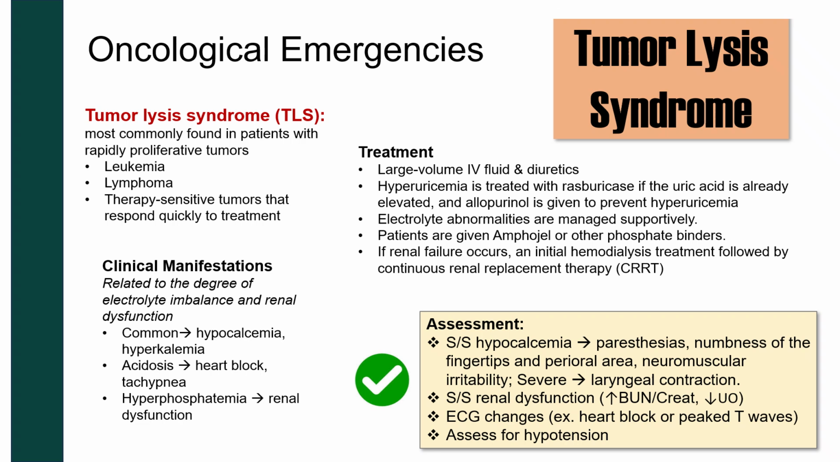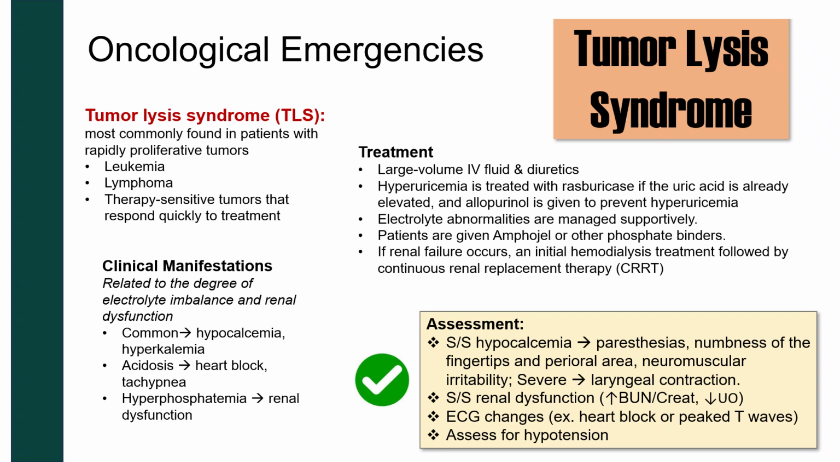Treatment for this is going to be large volume IV fluid and diuretics. We want to dilute the blood and we want to try to excrete some of those things that shouldn't be swimming around in the blood. Hyperuricemia is treated with rasburicase if the uric acid is already elevated, and allopurinol is given to prevent hyperuricemia, similar to gout. So electrolyte abnormalities are managed supportively, meaning we're going to check those labs and then treat it accordingly. If renal failure occurs, they might need hemodialysis, followed by CRRT. Just depends on how the patient is doing and how stable they are.